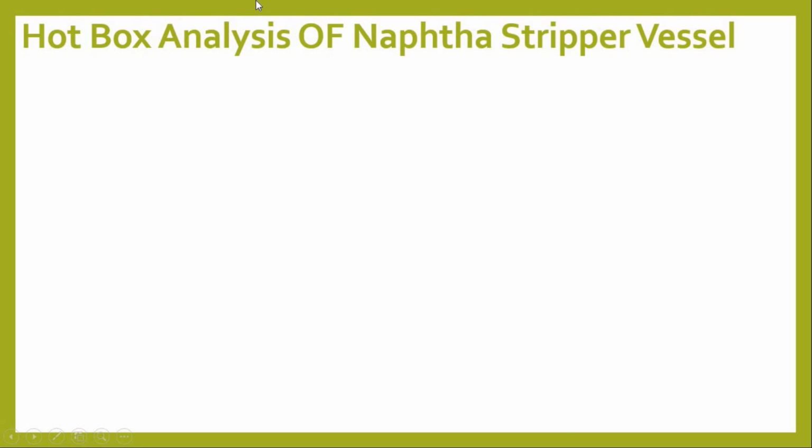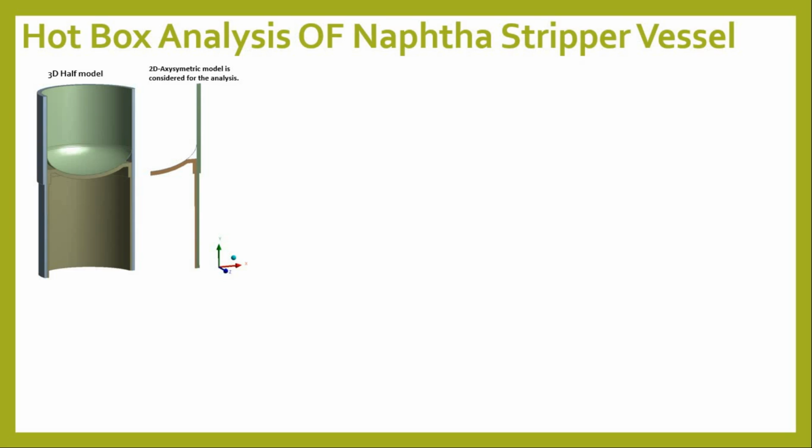the next example we will discuss is the hot box analysis of a Naphtha stripper vessel. This also belongs to the pressure vessel category. So here, if you see, this is one of the 3D models, or you can say the Naphtha stripper vessel. Here we will do an axisymmetric 2D analysis.